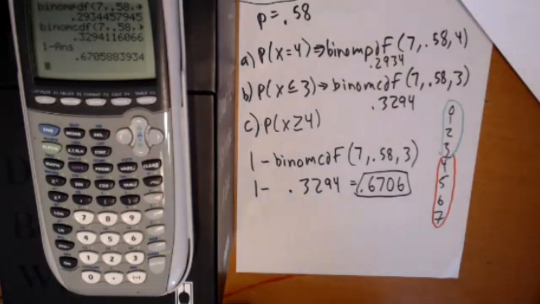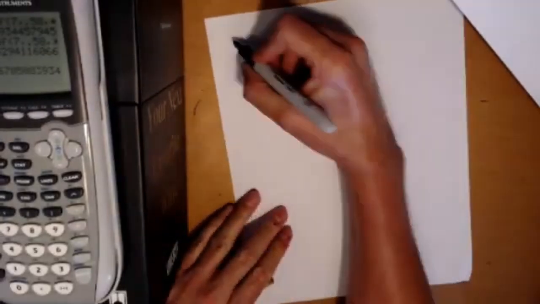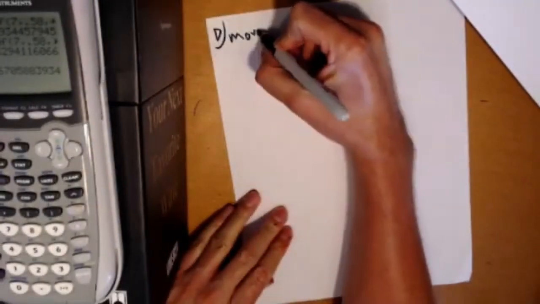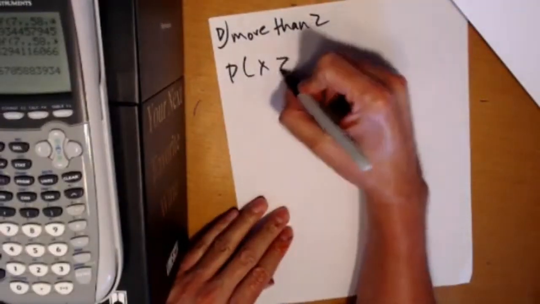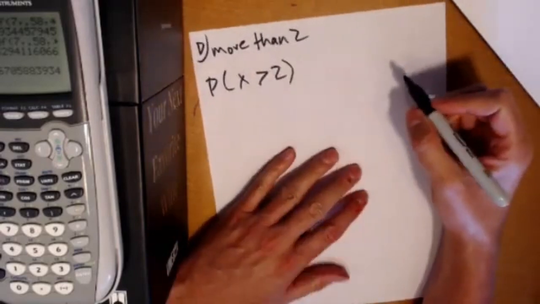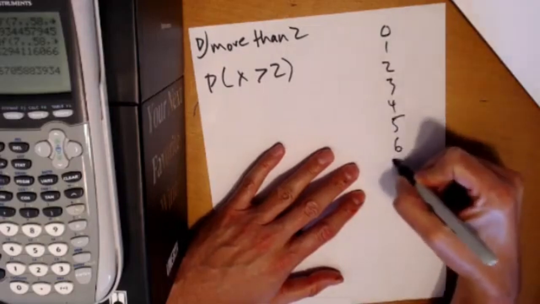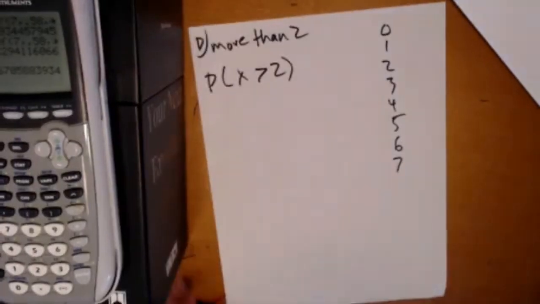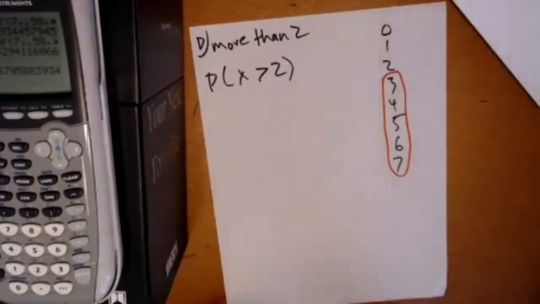Two more, D and E. Let's just get a fresh piece of paper. D says more than 2. So the probability that X is more than 2, greater than 2, and there's 7. So 0, 1, 2, 3, 4, 5, 6, 7. More than 2. Not 2, more than 2. So I'm interested in all of those.